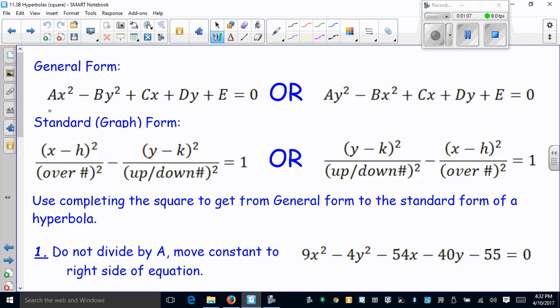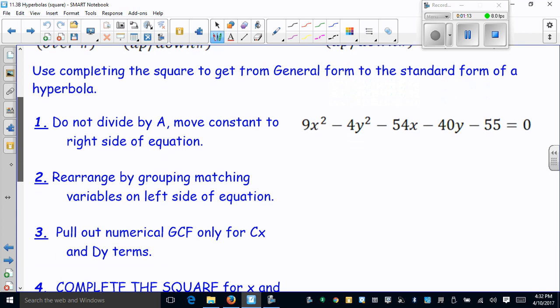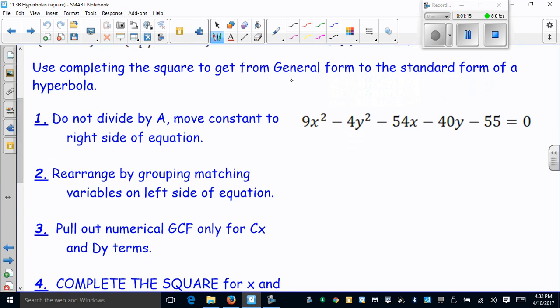Okay, so use completing the square to get from general form to standard form of the hyperbola. Again, do not divide by a, move constant to the right side of the equation. So we just got to move this guy over. But I'm going to do steps 1 and 2 together, rearrange by grouping. So I have 9x squared minus 54x minus 4y squared minus 40y equals, and again, move this guy over, equals 55.